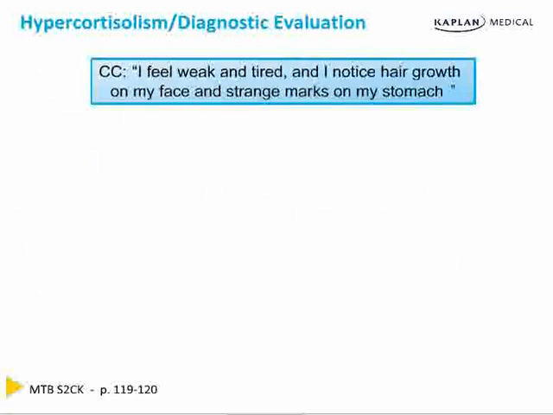By far, the most complex thing in hypercortisolism is the diagnostic evaluation. If you start out with a chief complaint like, I feel weak and tired, and I notice that the hair growth on my face is abnormal, and there's some strange marks on my belly, which is basically stria. The hair growth is because of the androgenic capacity of the cortisol. The first thing, and this is not random, by the way, there's nothing random on this algorithm, the first thing to do is the 24-hour urine cortisol.